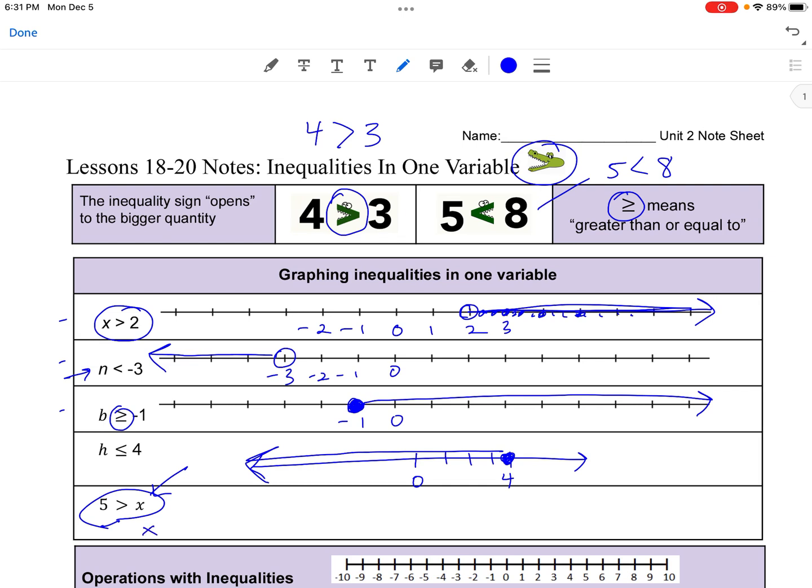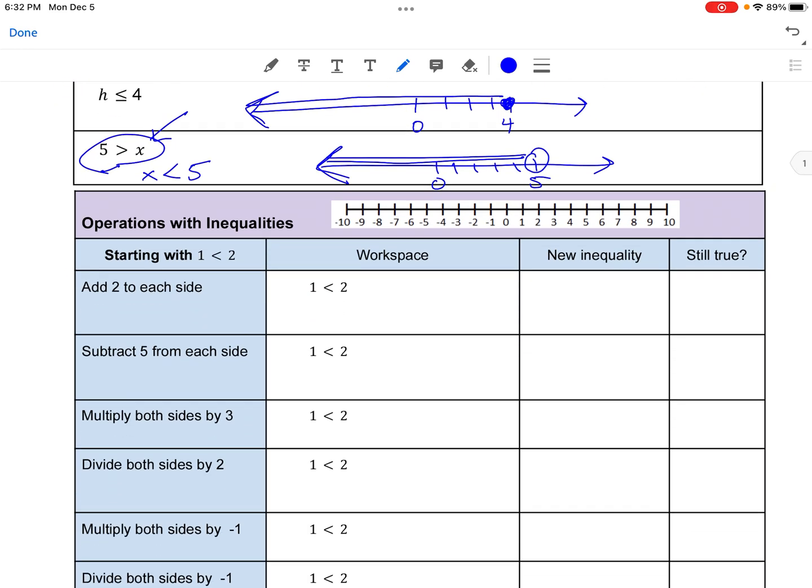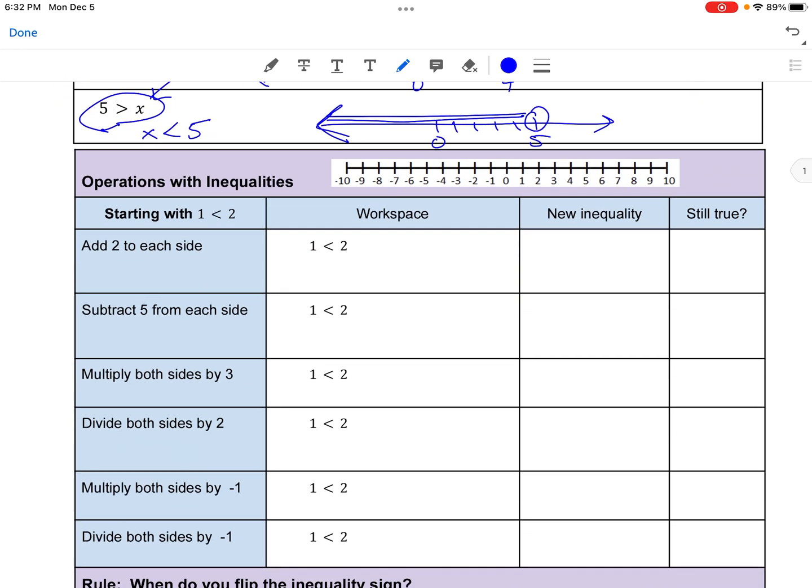We could also rewrite it like this, x is less than 5. That's the same inequality. So I'm going to make our little number line. It's going to be an open circle because it's less than, and it's going to be there. Okay, let's see what happens when we do operations, addition, subtraction, multiplication, division with inequalities.